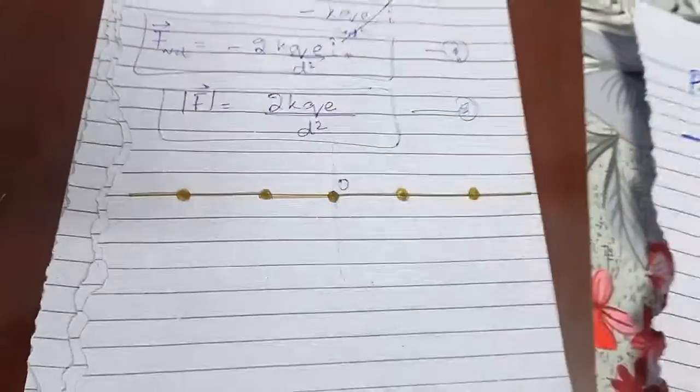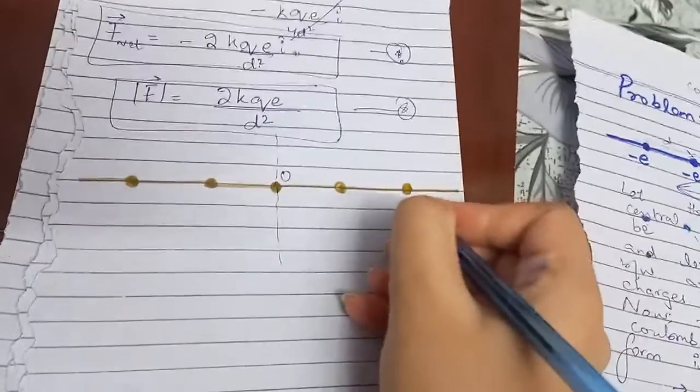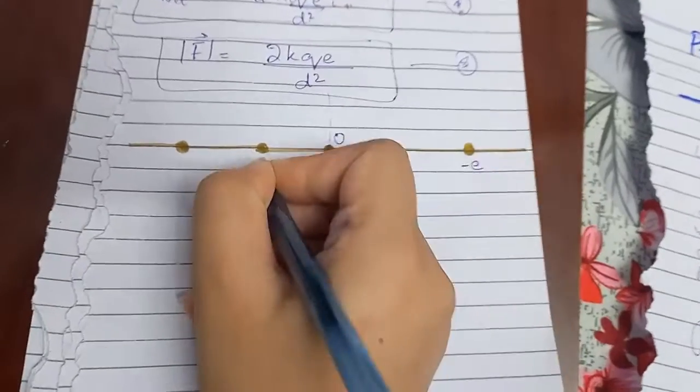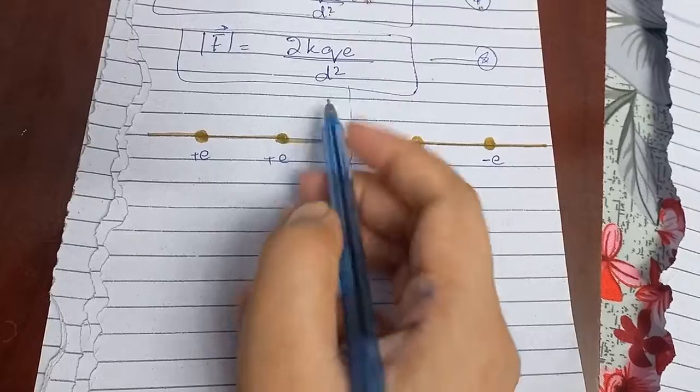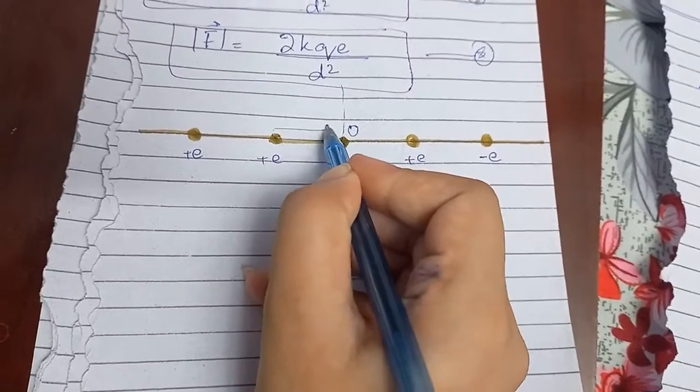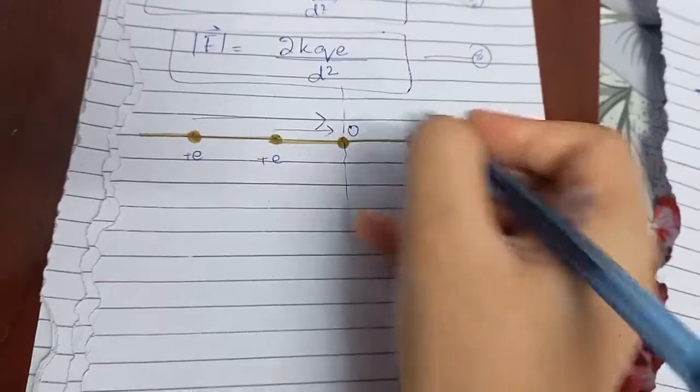It has a charge. I have already drawn it. You can see here plus e, plus e, plus e, and the last one is negative e. It's plus e, it's plus e, it's plus e. You know, its position vector is like that, and this one's position vector is like that.